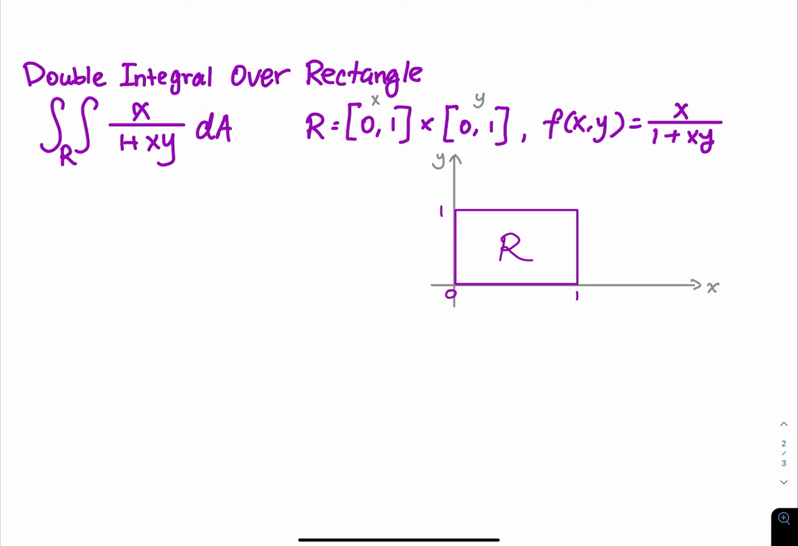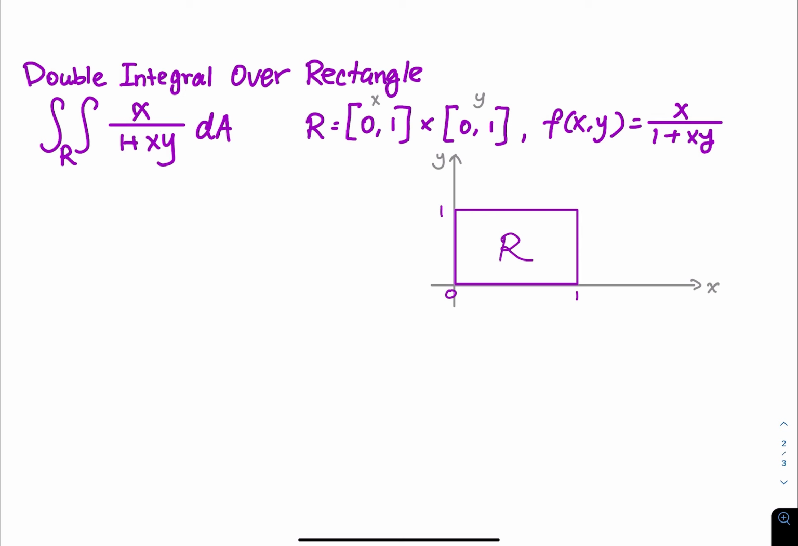We have a double integral over a rectangle. The function is x over 1 plus xy. Imagine you are holding up a piece of paper, represented by x over 1 plus xy, over your table, which is the xy plane. The shadow of the function is a rectangle, and we are only interested in x between 0 and 1, and y also between 0 and 1, and we want to find this double integral.